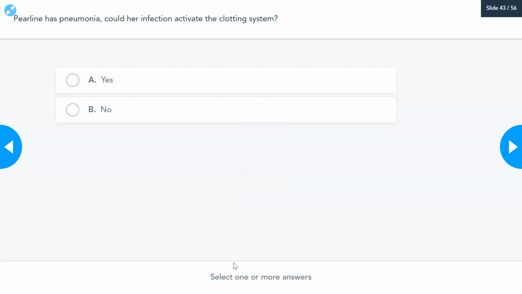Perline has pneumonia. Could her infection activate the clotting system? What do you think? Yes or no?